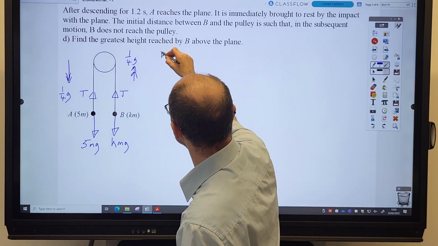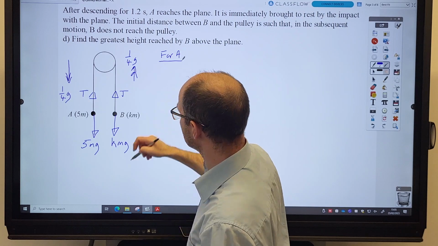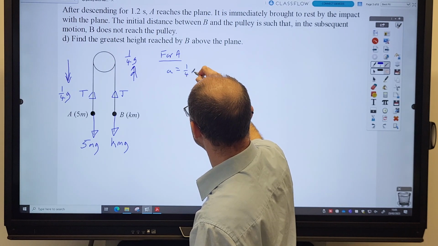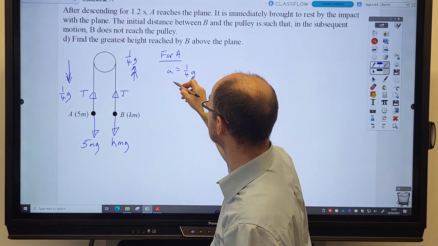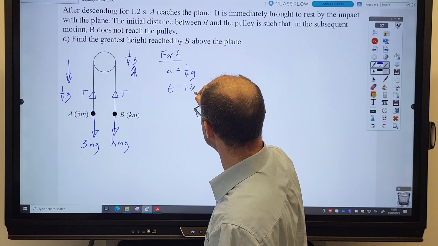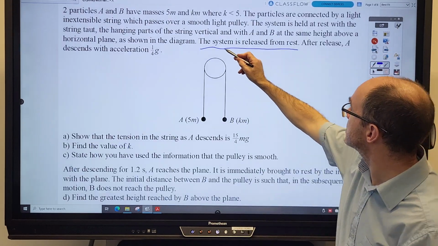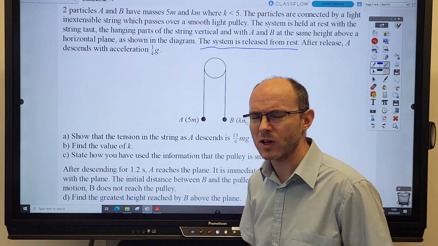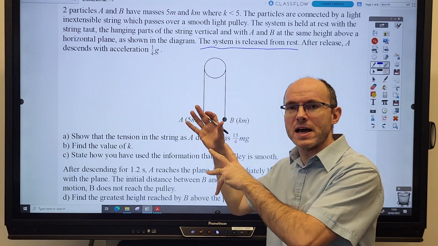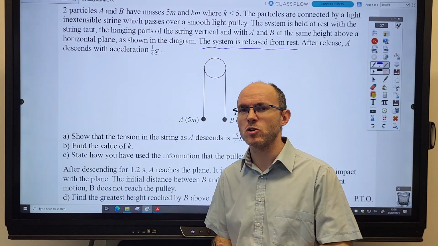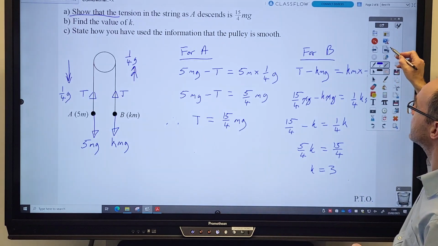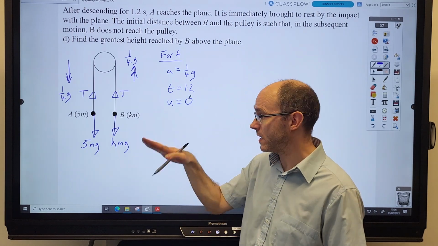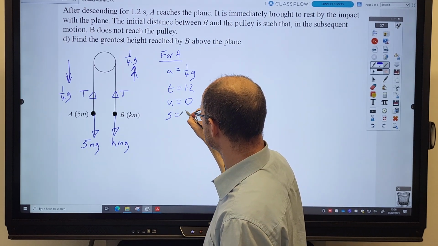So, working on particle A, what do we know? We know that the acceleration downwards is 1/4 g. We're told that the time it takes to descend is 1.2 seconds. And we're also told that the system is released from rest, so that means u is 0. Look out for that, because that happens quite a lot in these types of questions. A system released from rest always means u is going to be 0. So u is equal to 0, and we want to find how far A falls, so we've got to work out s.